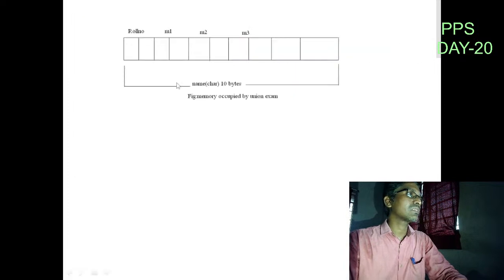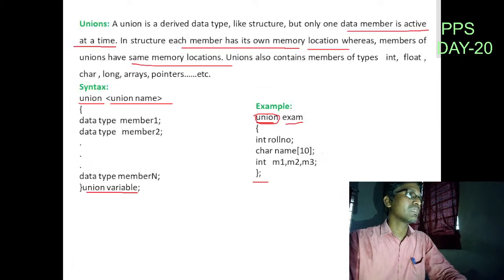Now let us see how memory is allocated for the union members. In the previous example, to allocate memory space for roll number, name, and mid marks, first I need to check how many bytes each data type occupies. Roll number occupies 2 bytes of memory, and mid 1, mid 2 and mid 3 occupy 2 bytes each for M1, M2, and M3.